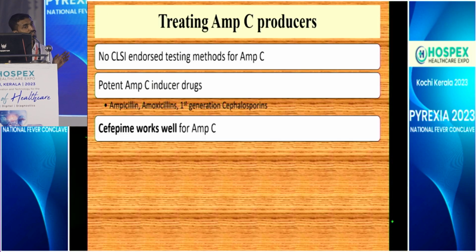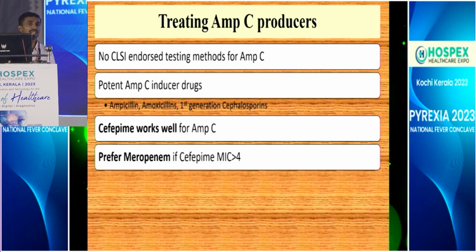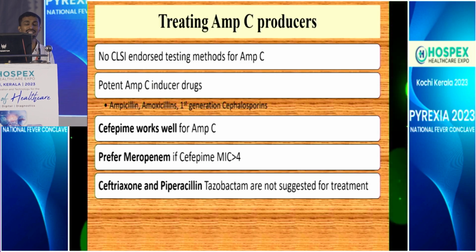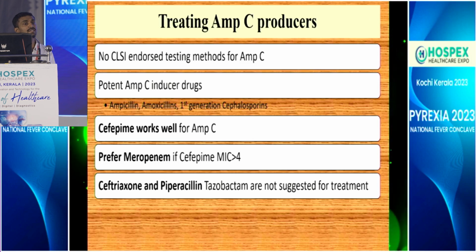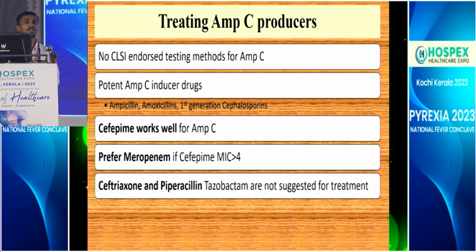In these cases, cefepime is a very good drug in AmpC producers. And if the cefepime MIC is more than 4, you can give meropenem. Again, just like the previous scenario, I would say that piperacillin tazobactam is not a suggested agent in treating AmpC beta lactamases. So these are some scenarios. I showed this because these are some scenarios where your lab report will show, okay, this is sensitive, but you are still not supposed to give those drugs.